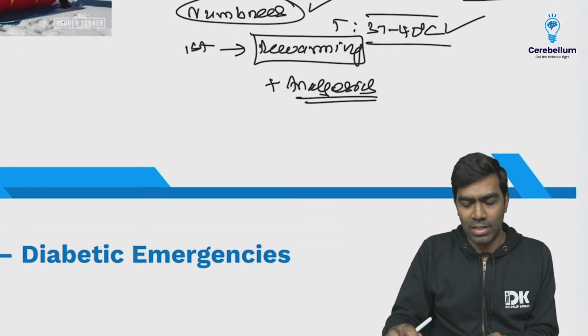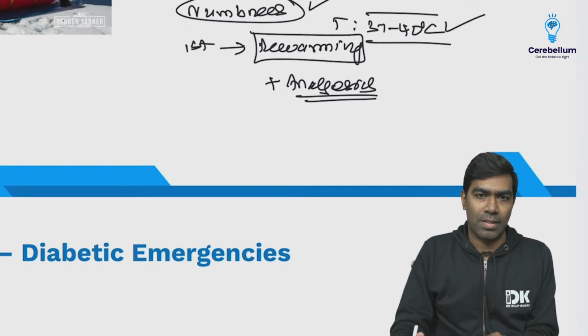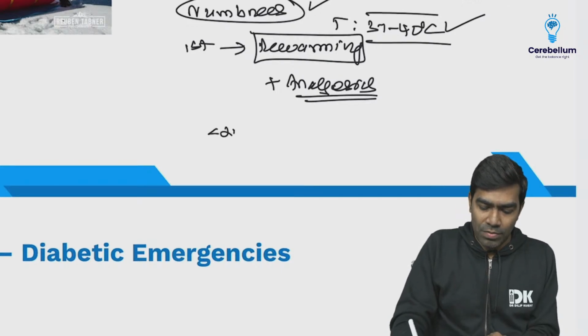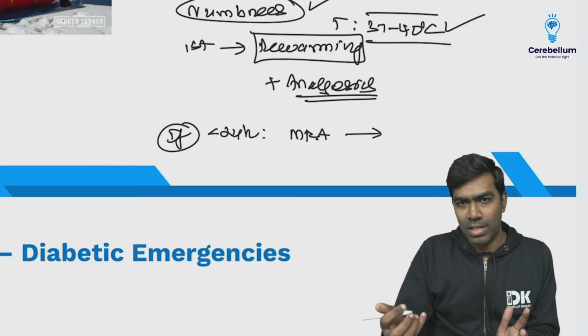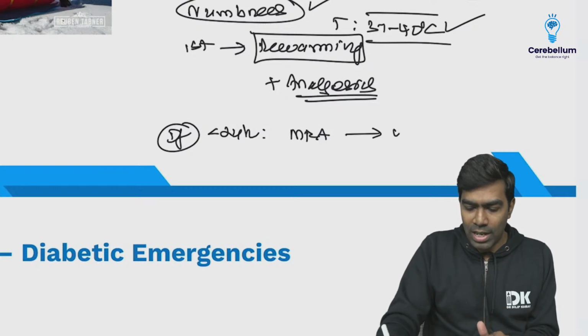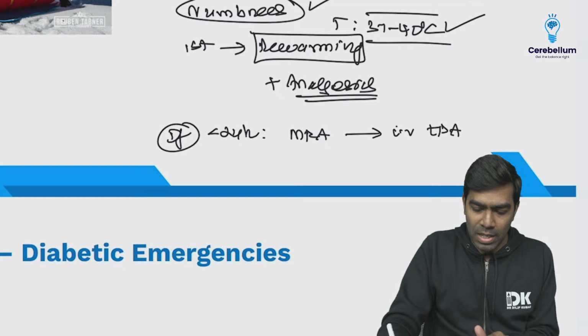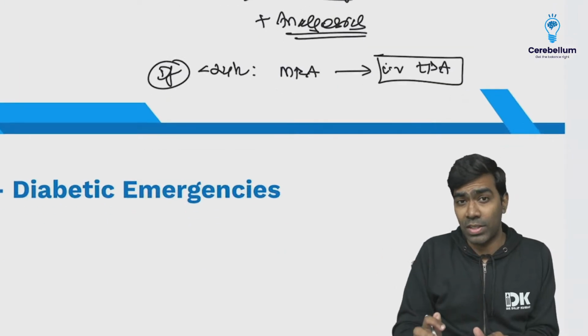You don't use NSAIDs, but you can use other analgesics. And then if the patient is presenting within 24 hours, you can do MR angiogram. And if there are some vascular changes, local areas of occlusion, you can try IV thrombolysis. IV TPA can be tried if the patient is presenting within 24 hours.